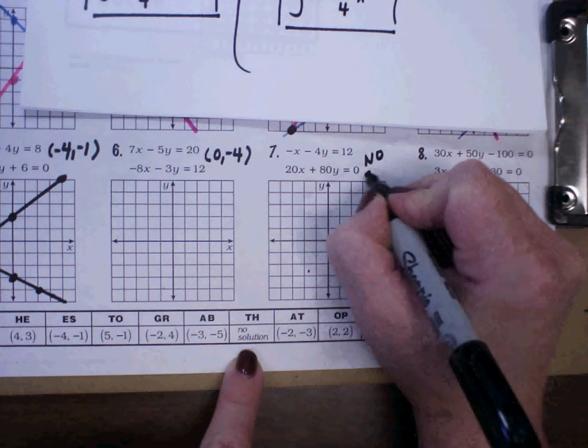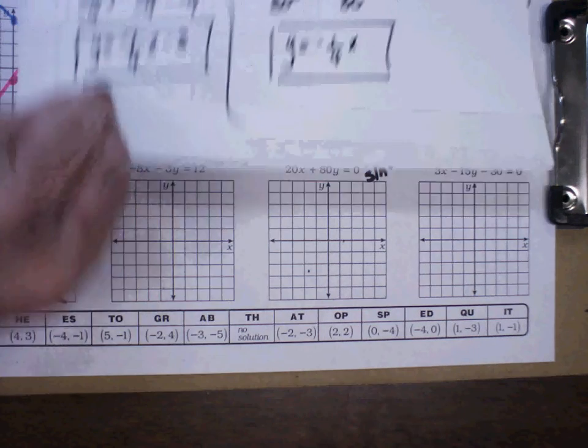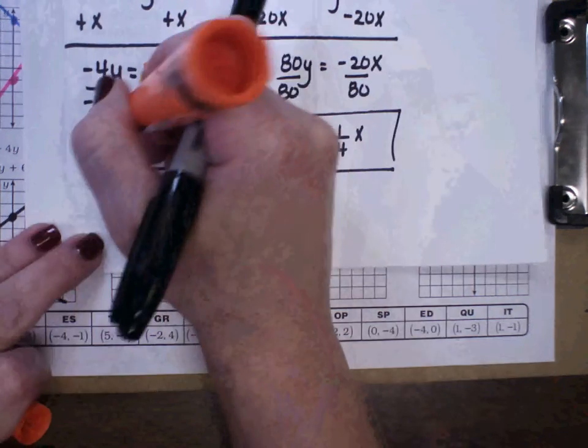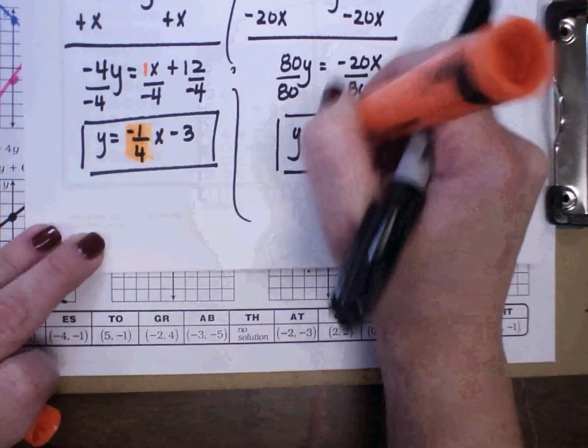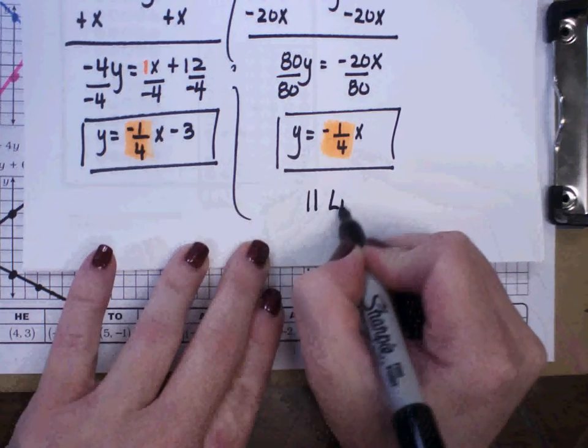Because they're parallel lines, right? Again, I'm not going to graph them because they're never going to touch. This is no solution. They're parallel lines, right? Parallel lines. They're not touching. All right, let's do the last one.